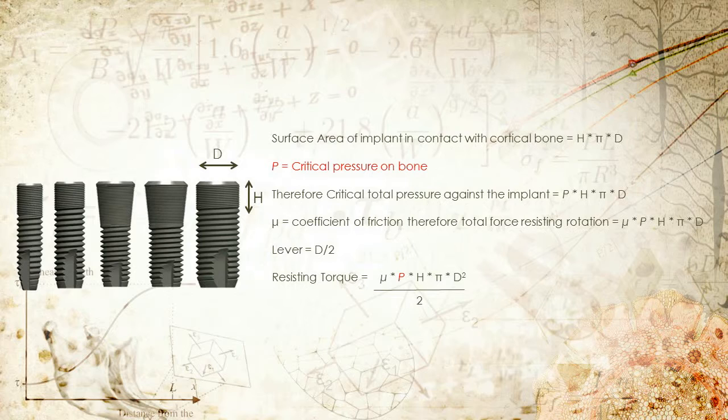I'm no mathematician. But look at this. D squared, d to the power of 2, is proportional to the diameter to the power of 2. So you can understand if you use the same insertion torque for a 3 millimeter implant or a 6 millimeter implant, the critical pressure will have to reduce by a factor of 4 if you're doubling the diameter. So by that understanding, we should be using wide diameter implants everywhere.